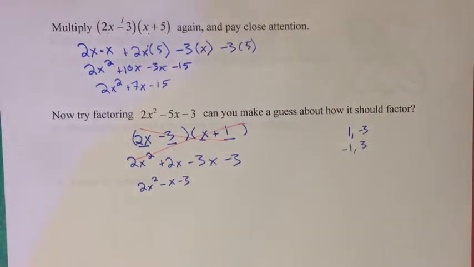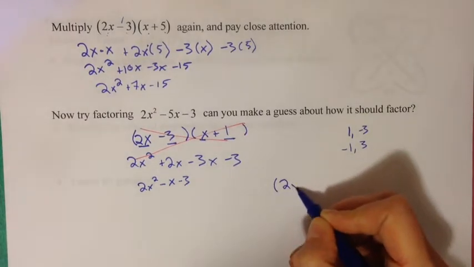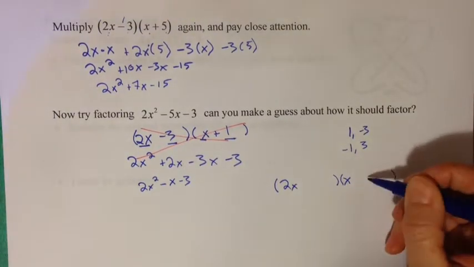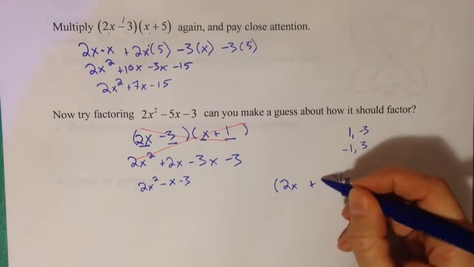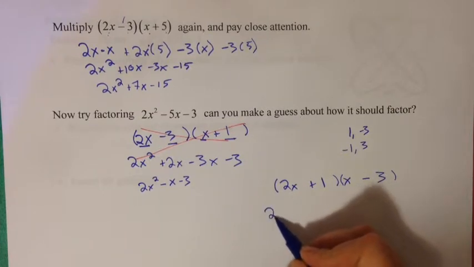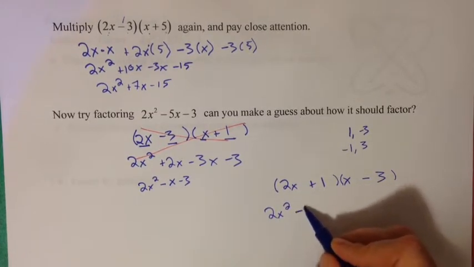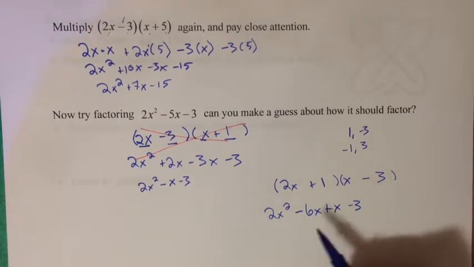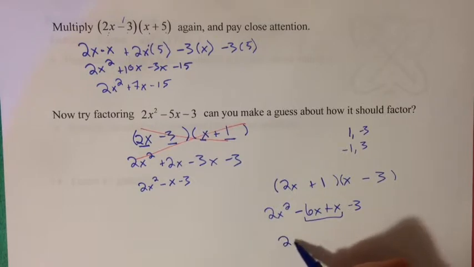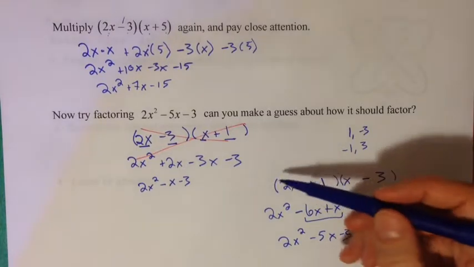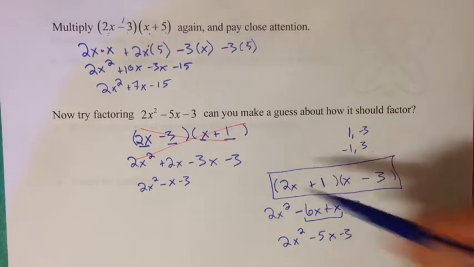So let's try this again. I've still got my 2x and my x in the right spot, and those multiplied together give me 2x squared. What if this time I put a negative 3 over here and a positive 1 over here? Then what will happen? I start multiplying these together, and I get 2x squared minus 6x plus x minus 3. Now when I combine those two middle terms, I'm going to get a negative 5x. And that is what I started with, which means that this is the correct factorization.